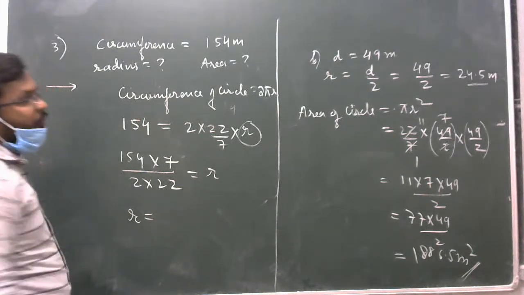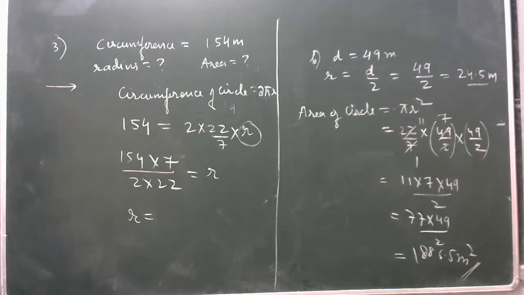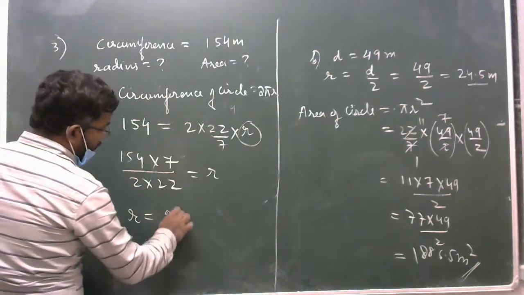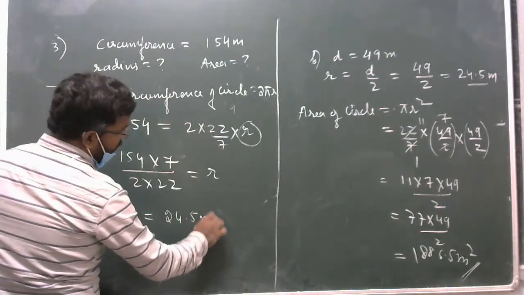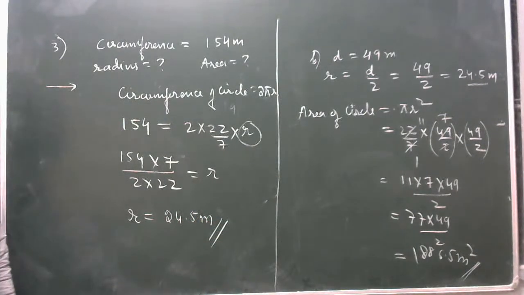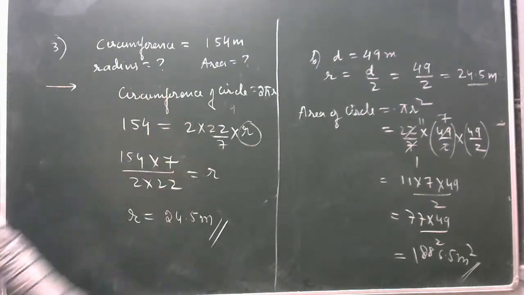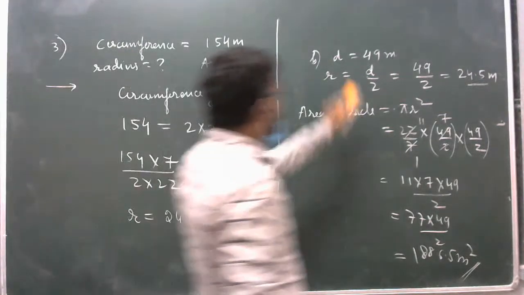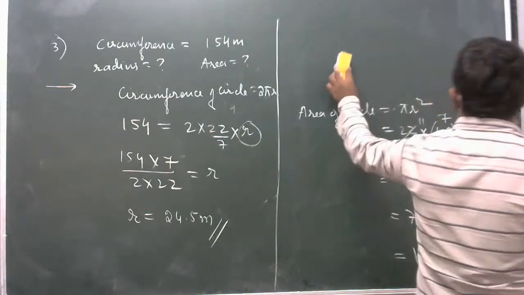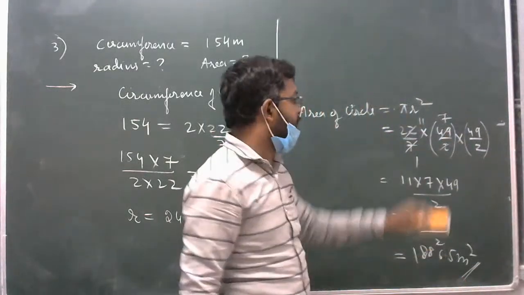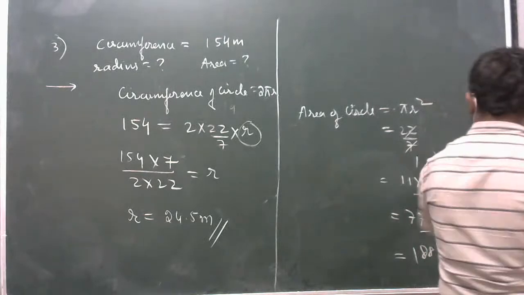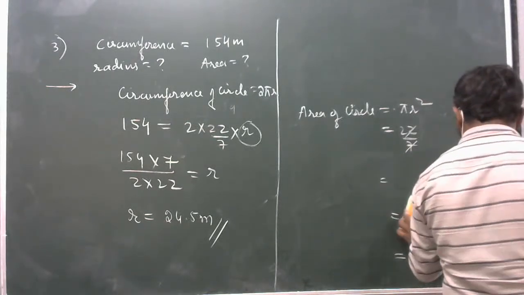So your radius will be 24.5 meter. 24.5 meters. And after finding the radius, what you have to find? We have to find the area. To find the area, already we have this formula, pi r square. And here you take the values and tell me how much you are going to get.